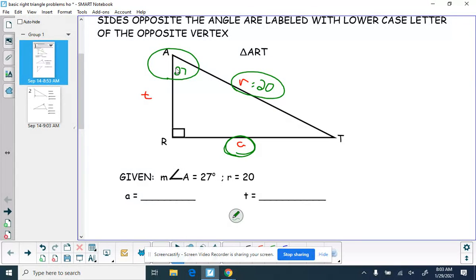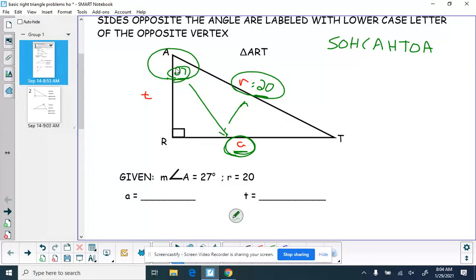Which trig ratio relates this angle to this side and this side? We have six of them, but three of them that we will use a lot. Let's start our trigonometric ratios up here. Which one of our trig ratios relates this angle to this side and this side? The sine, because little a is opposite our angle and r is our hypotenuse.